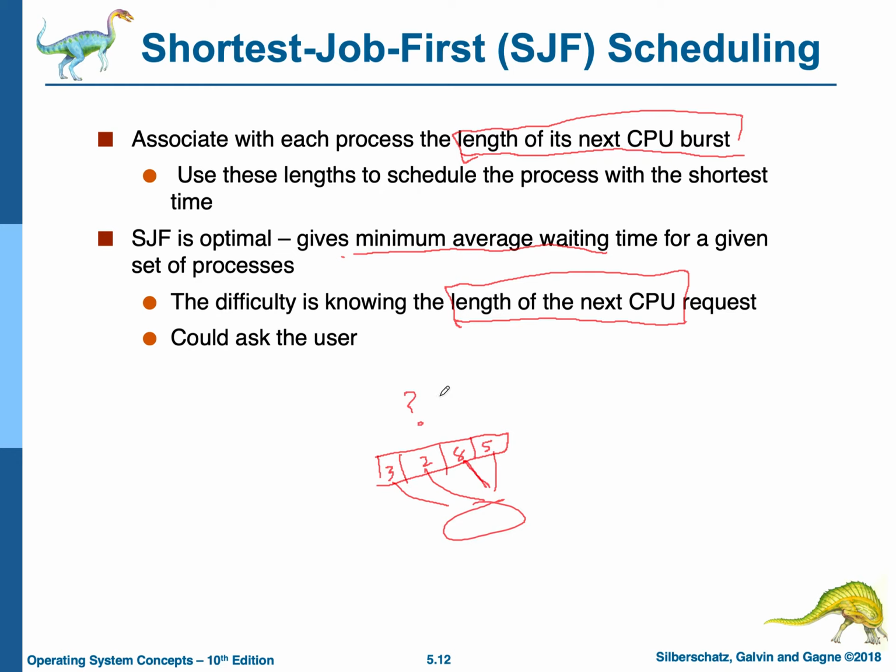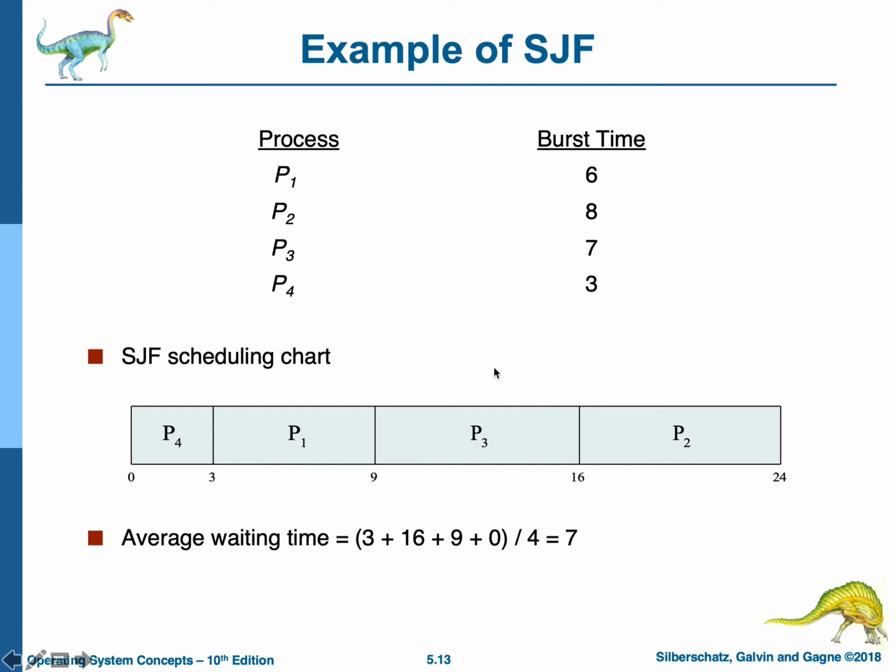How long will it be? It will be 10, or it will be 1, or it will be 4. Maybe it should come before this job. So we don't know how long the next job will take to come. This is one of the challenges, and there are some approaches to cope with this challenge, and we will see those approaches also.